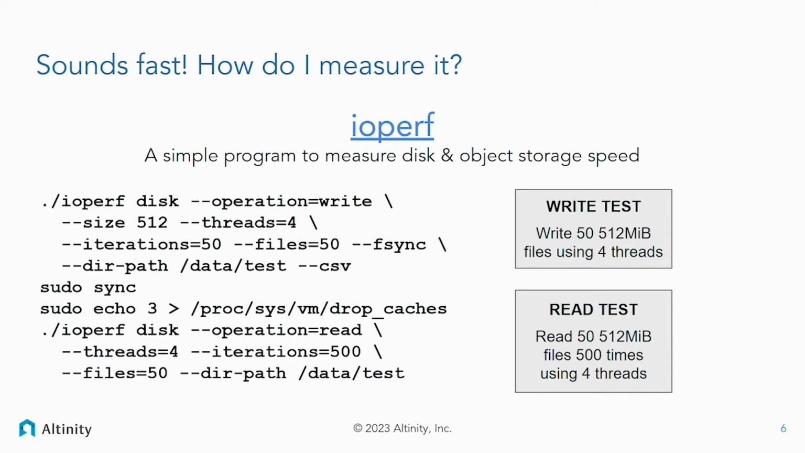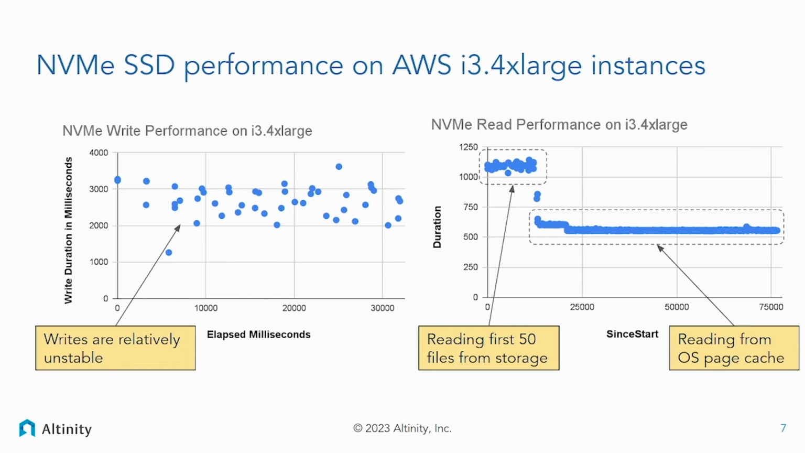And then you can read them back. And here we have the 50 files, 4 threads. And we're going to read them 500 times, because that's going to allow us to see some nice caching effects. This is a test I'm going to run on each of the types of storage. And then we'll see what we get. So what I did was pulled up an i3 VM, i3 4x large, and just ran this test. And here's what it looks like.